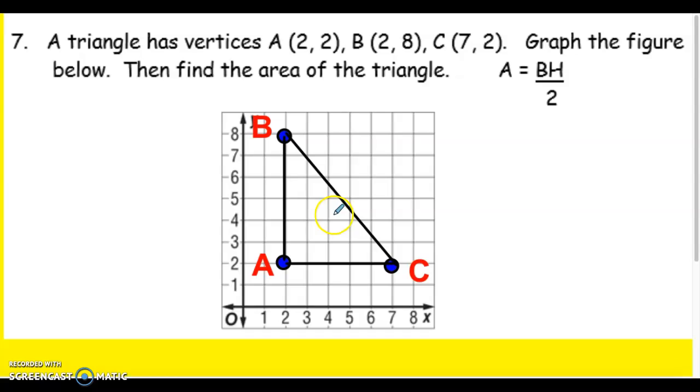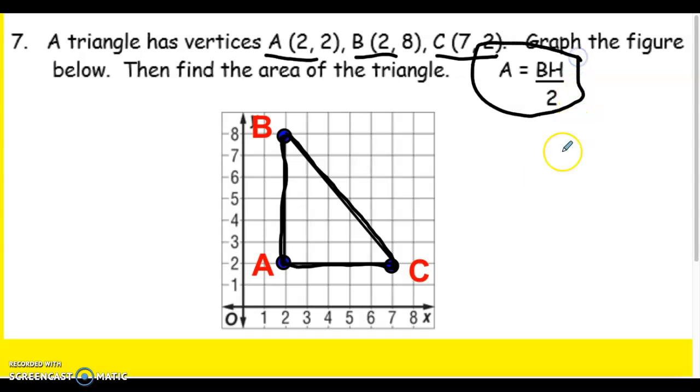I graphed it for you, so let's go over it together. A triangle has vertices A, B, and C, so we need to graph those. A is right 2, up 2. B is right 2, up 8. And C is right 7 and up 2. Connect those points like I did to form a triangle. So connect all the points as best you can. And then you're going to find the area.